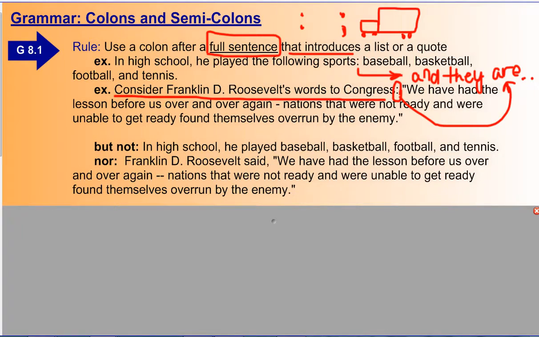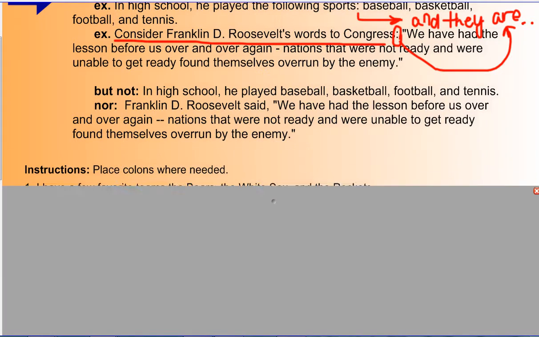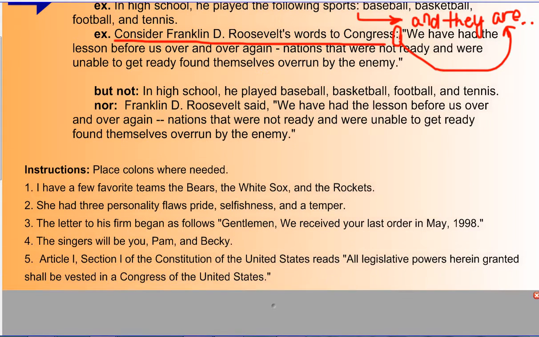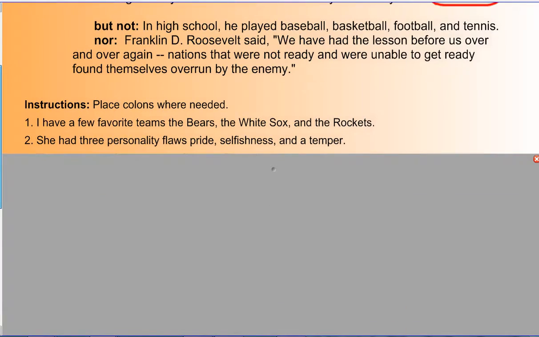And if we just said that Franklin D. Roosevelt said, comma, quote, we don't need a colon there either. So the big clue is that it's got a full sentence before the quote or the list. So if I look at some of these items, let's do a couple quick practices, placing where colons are needed. I have a few favorite teams, the Bears, the White Sox, and the Rockets.